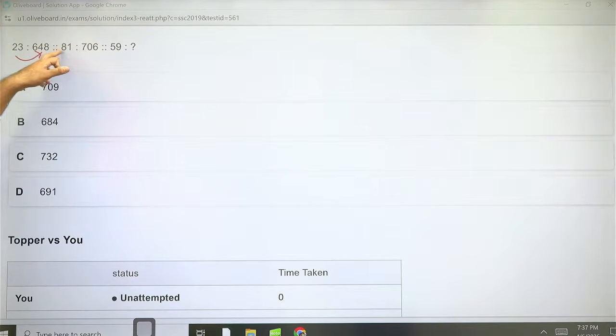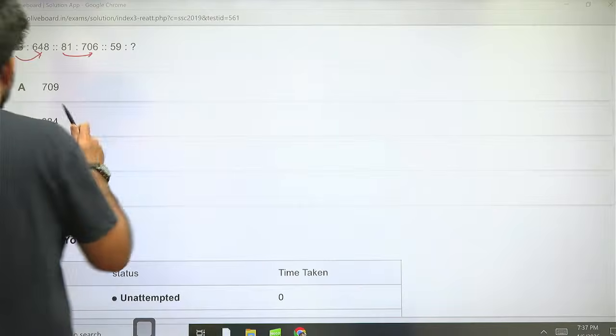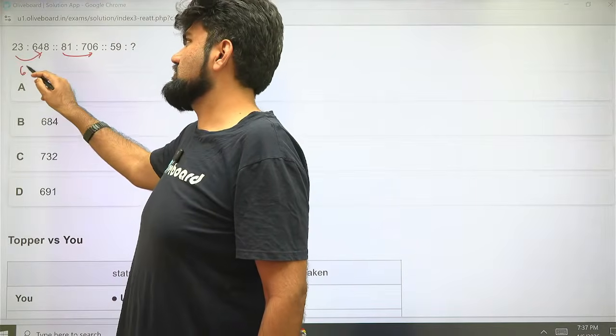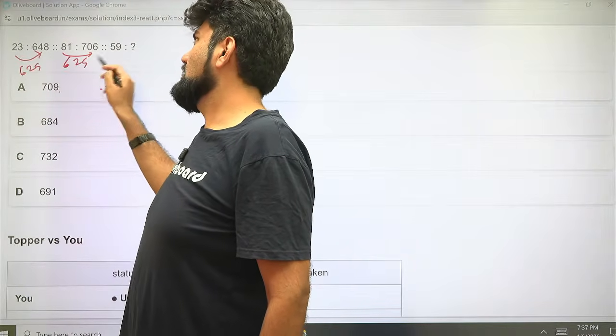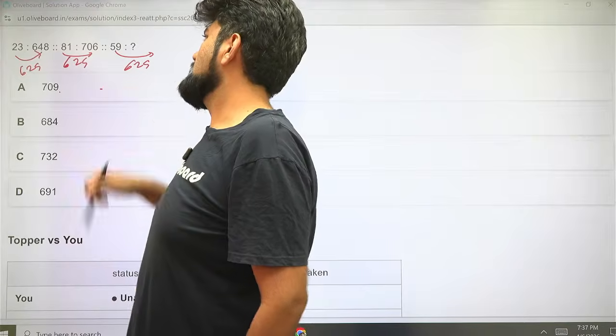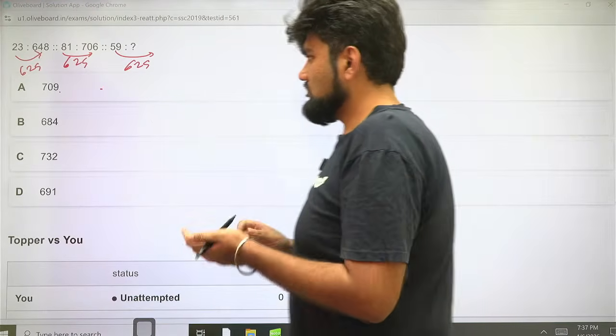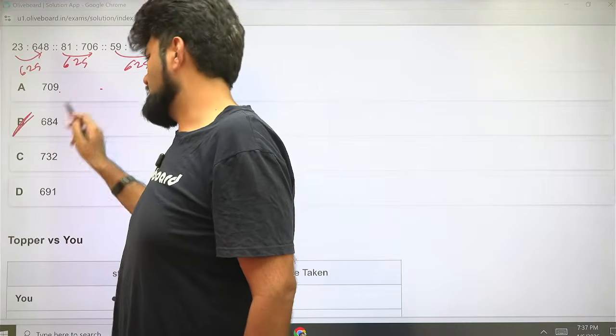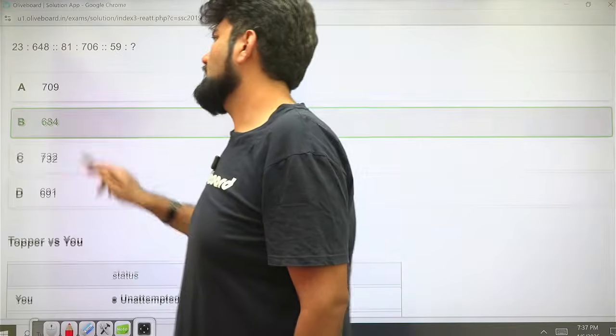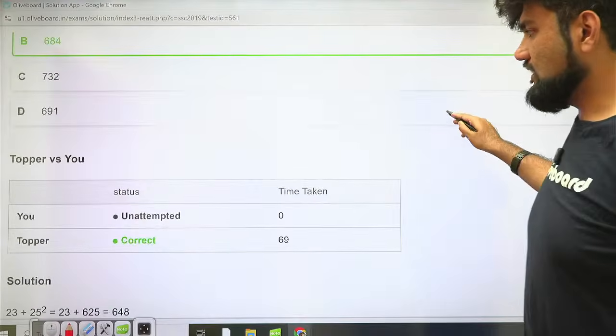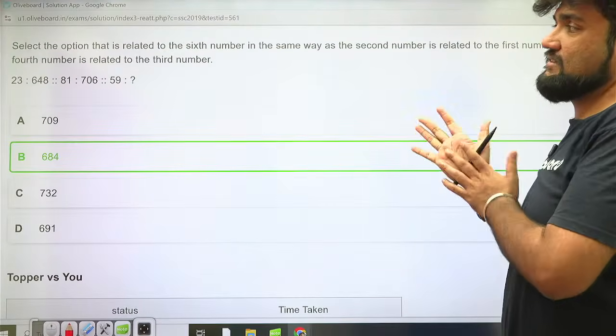If you just take the difference, it answers all your questions. This is 625, this is 625. So simply add 625 here. That's it. Unit digit is 4. 684 is my answer. 69 seconds, 70 seconds.